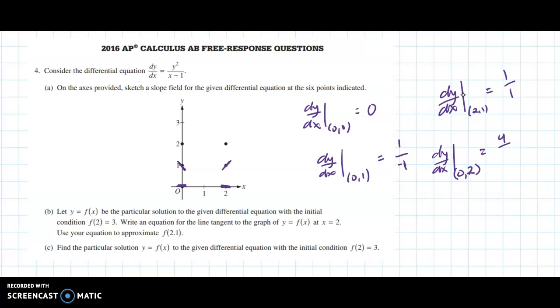And then the next two, dy dx evaluated at 0, 2 is going to be 4 over, because that's 2 squared, negative 1. So that's a slope of negative 4. So this is just going to be really steep. Imagine it hitting a point down here if I extend it out far enough. And then when you calculate the other slope, you're going to get a positive 4 as well. So there we go. We got part A done. Boom. So let's move on to part B.